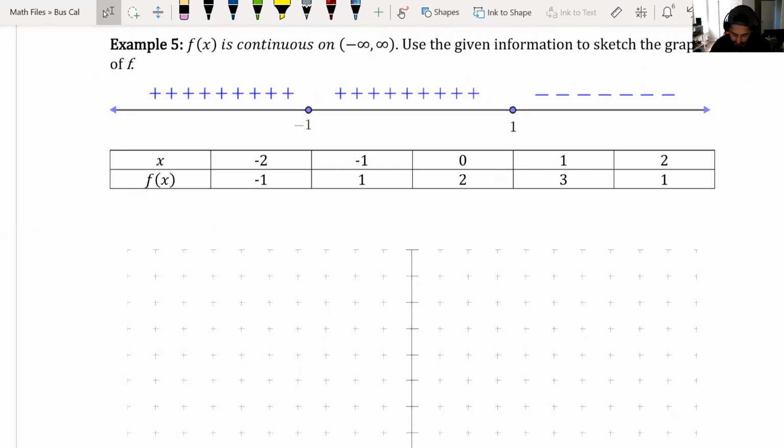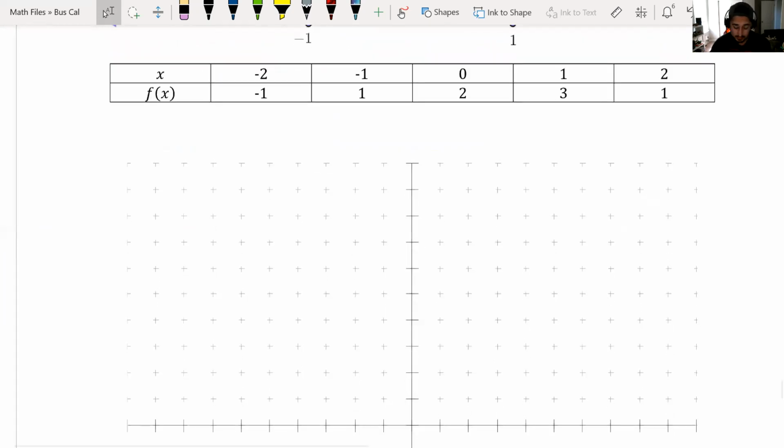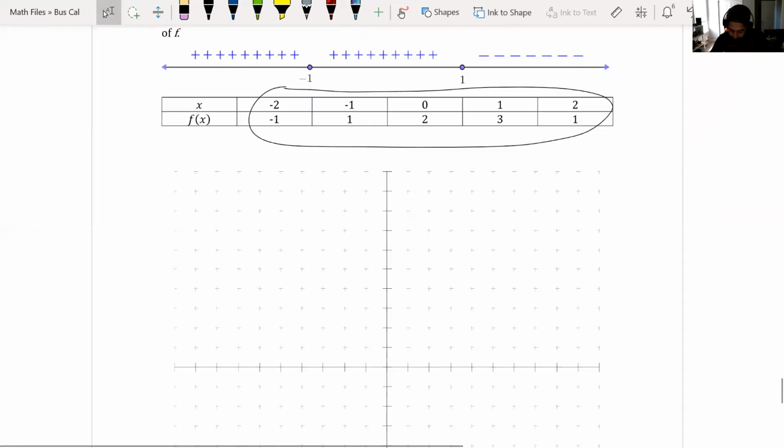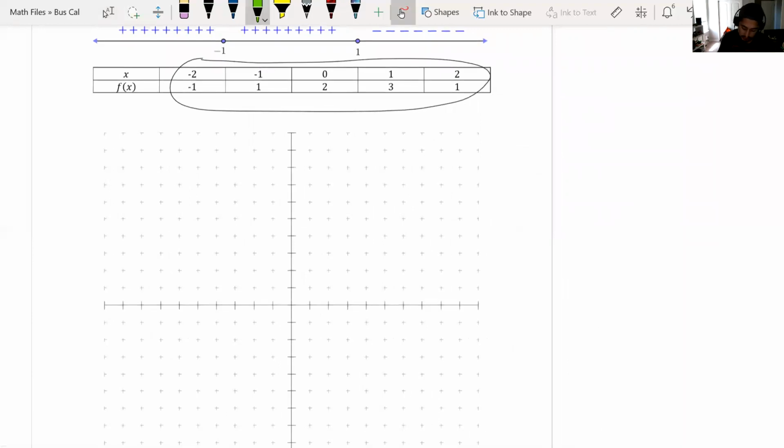Example 5, we're just sketching a graph based off the sign chart and the given values. So first thing, let's go ahead and plot these x and y values that it's giving us. This is an xy chart, just sideways. So let's plot those. (-2, -1) goes there. (-1, 1) goes there. (0, 2) right there. (1, 3) goes there. (2, 1) right there. And this is almost done. Now, since we plotted all the points, just follow the sign chart above.